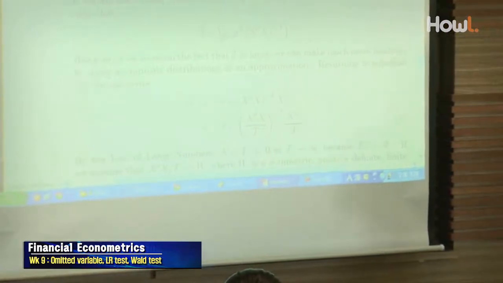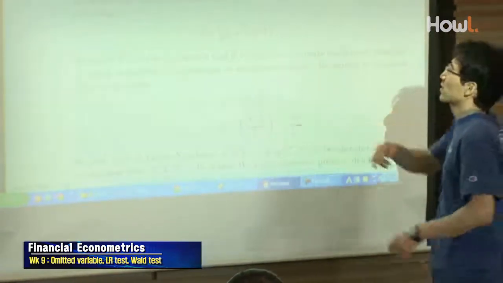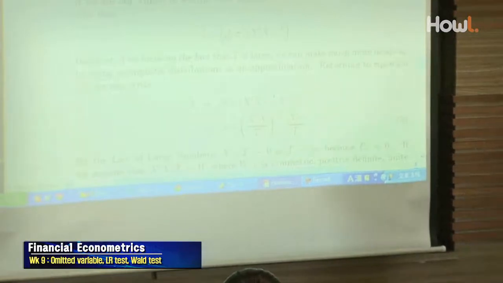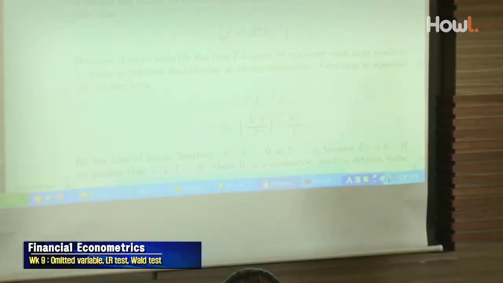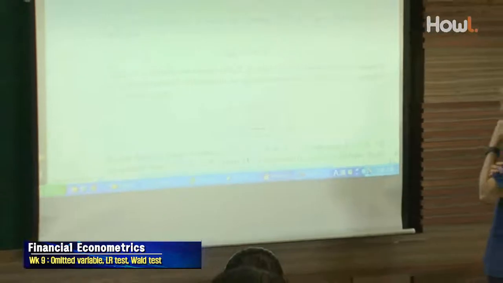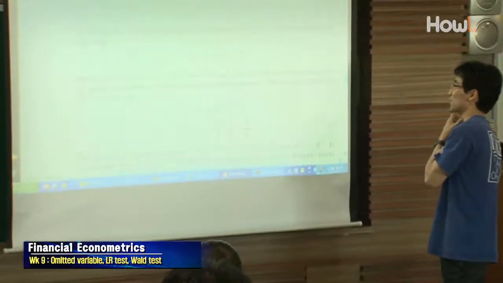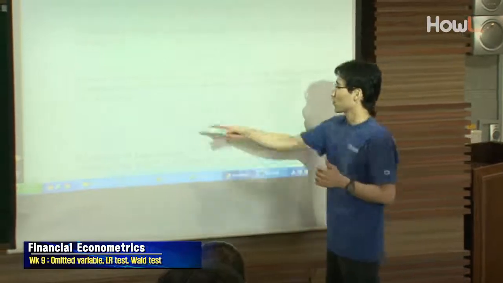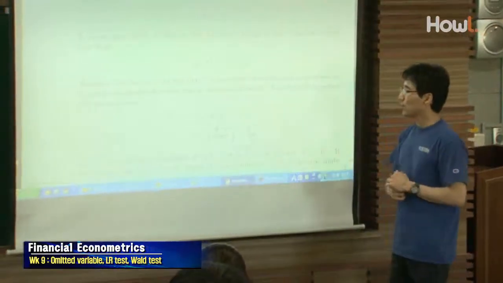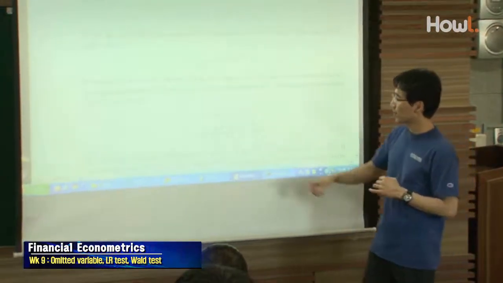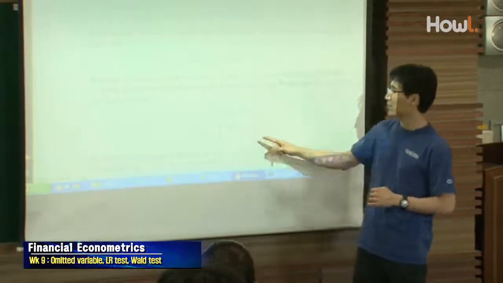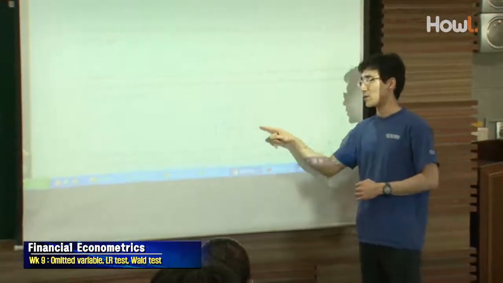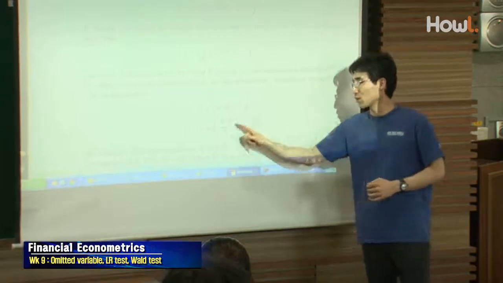However, if we focus on the fact that T, the number of observations, is large, we can make much more headway by using the asymptotic distribution as an approximation. So returning to the previous equation, suppose we divide this one by T, but we have an inverse, so we have divided by T twice. Basically this cancels out.